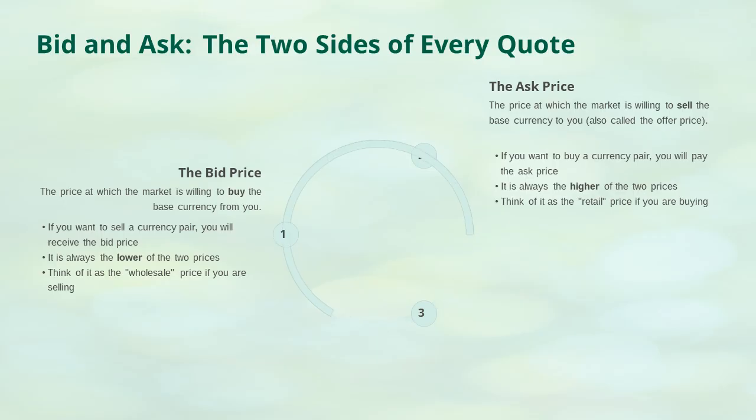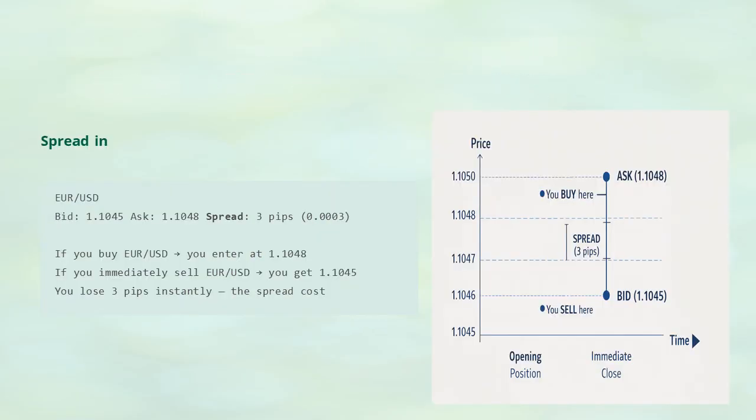Now, here's a crucial concept that every new trader needs to understand: the immediate loss. The moment you enter a trade, you are immediately at a loss equal to the spread. Let me show you. You decide to buy euro to US dollar. The ask price is 1.1048. That's what you pay to enter. At the exact same moment, if you wanted to sell that position back, you would receive the bid price, which is 1.1045. You are instantly down 3 pips. If you're trading a standard lot, 100,000 units, each pip is worth $10. That means you're immediately at a $30 loss. Before the price moves even 1 pip in your favor, you're already in the hole.